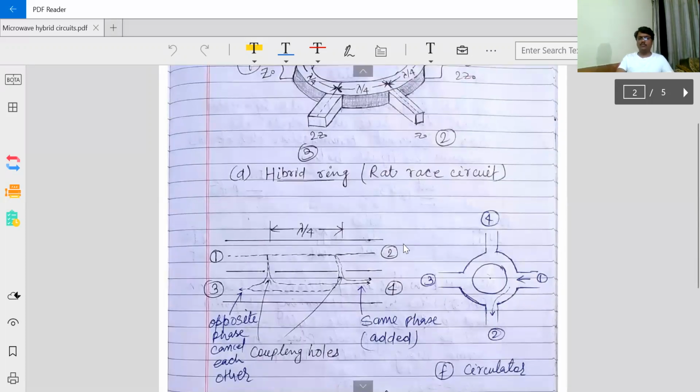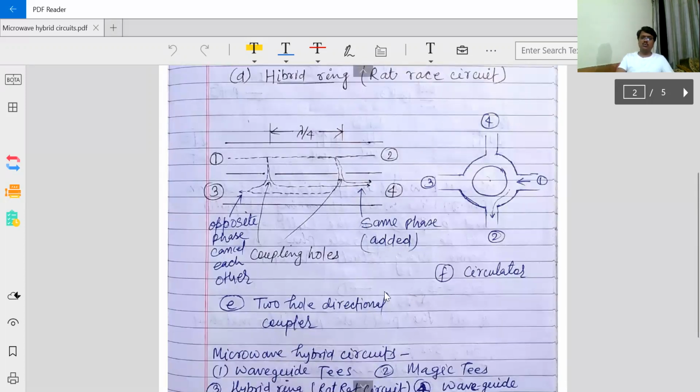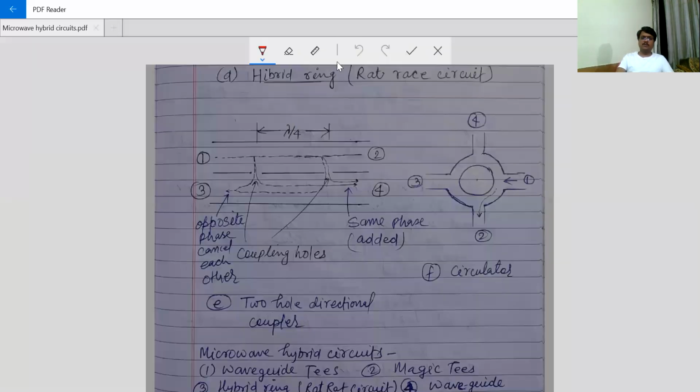Again, one more very interesting micro hybrid circuit is the two hole directional coupler. What is this? In a two hole directional coupler, there are four ports. Port 1, port 2, port 3, and port 4. So it is just like this. It is one waveguide onto another. This is one waveguide and this is another waveguide, put like this one. The dimensions of the two waveguides are the same, here it is not the same.